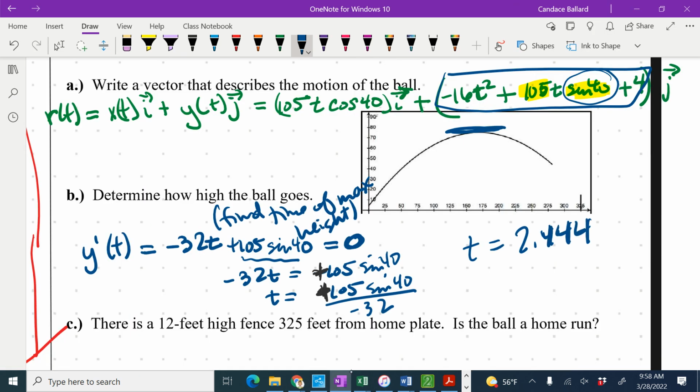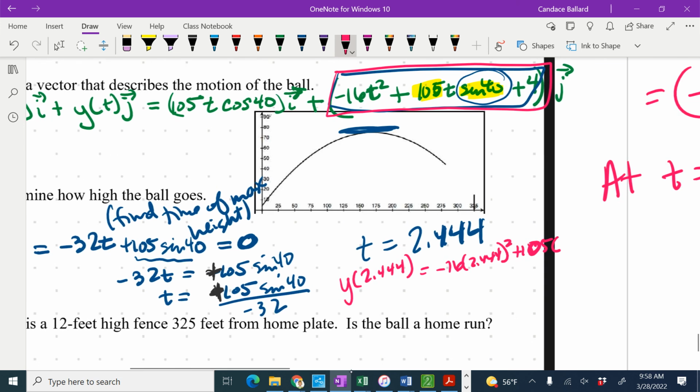All right. Now, technically, that's the time that the ball goes the highest. What would I have to do to find the actual height? Where are we going to plug it into? Wouldn't we have to plug it into the y component? So we would want to do y of 2.444, whatever it was, equals negative 16 times 2.444 squared plus 105 times 2.444, whatever, sine of 40 plus 4.